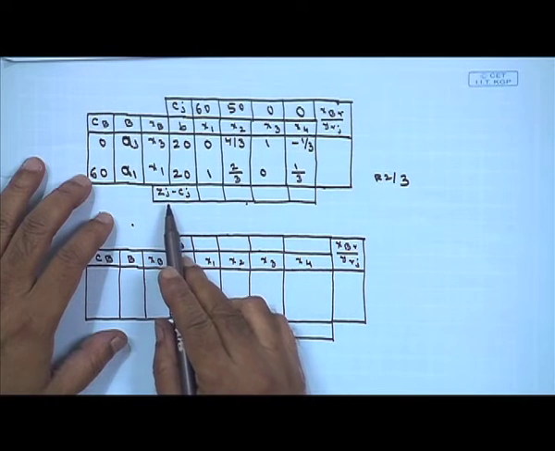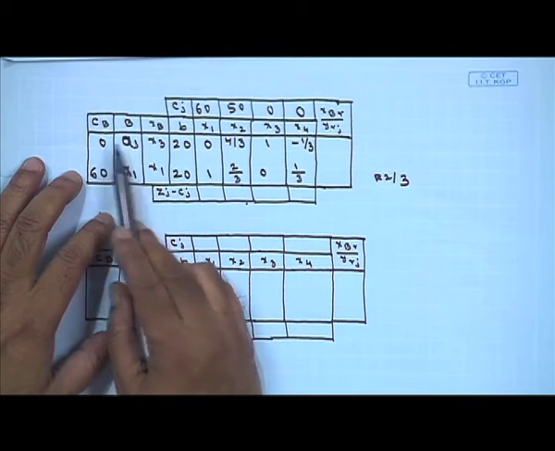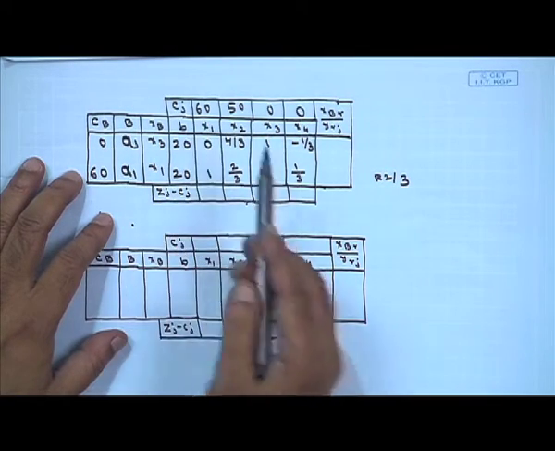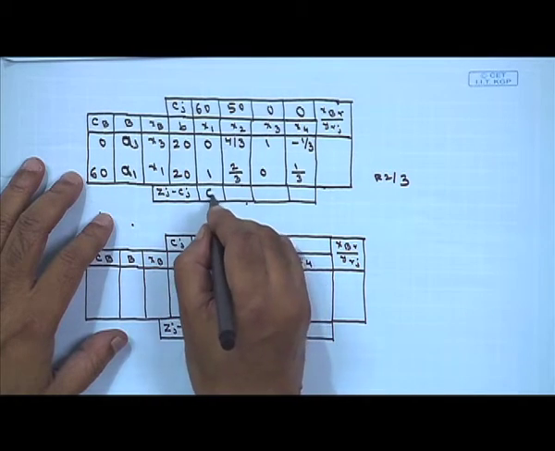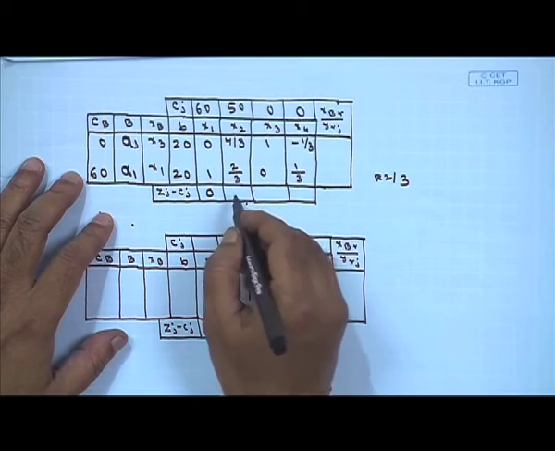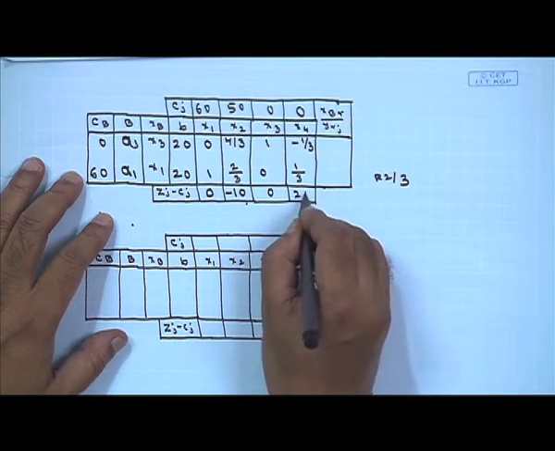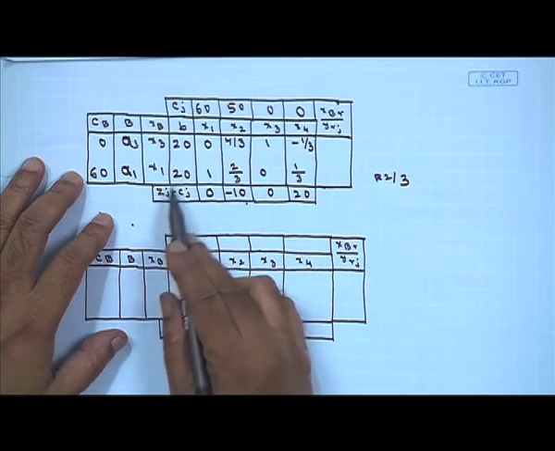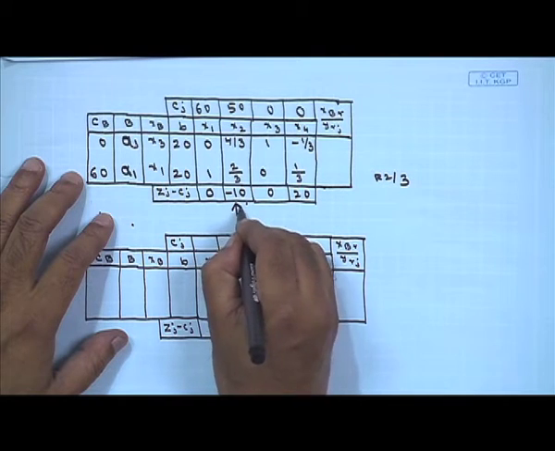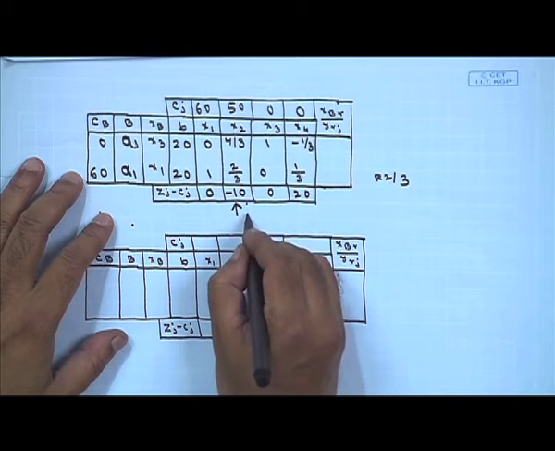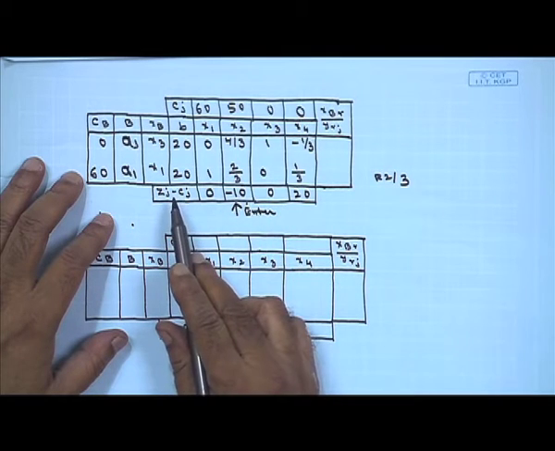Now, calculate again Zj minus Cj. In Zj minus Cj, this into this plus this into this minus this. So, 0 into 0 plus 60 into 1 minus 60, it is 0. Next one will be minus 10, you can calculate it, this is 0, this is 20. So, these Zj minus Cj are not all greater than or equal to 0. So, you have one entering vector. This vector x2 now will enter into the basis.